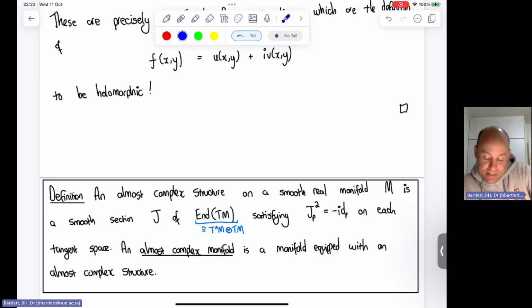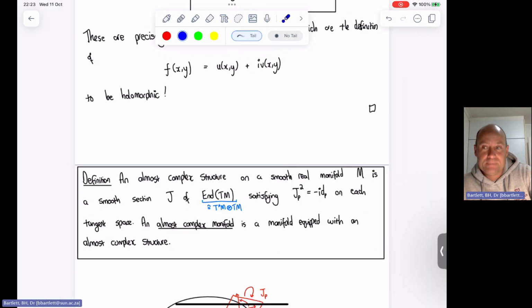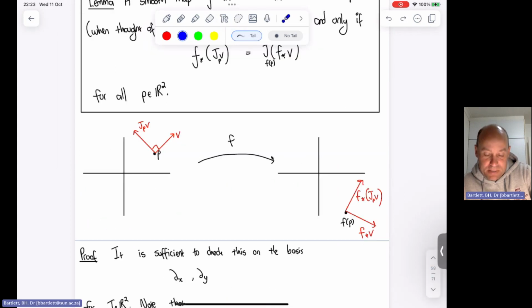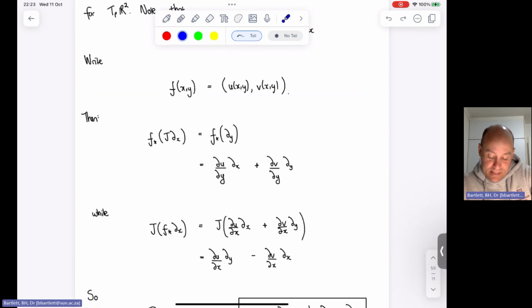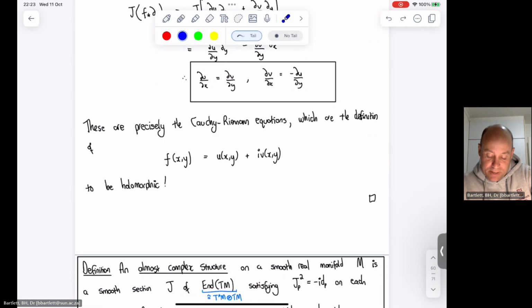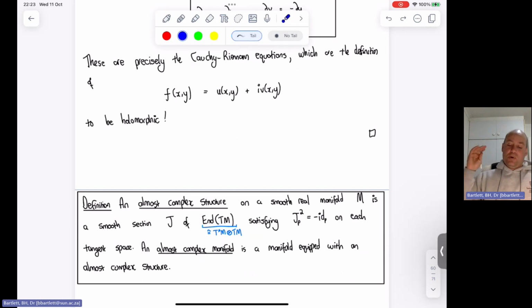And what I want is that this operator squared is minus the identity, right? Because if you think about what this J map was doing here, you see it rotated by 90 degrees. So it's this guy rotated here. And if I do it again, then I would be effectively sending V to minus V. The J squared is minus the identity. So we can abstract that property and call that an almost complex structure. Okay.